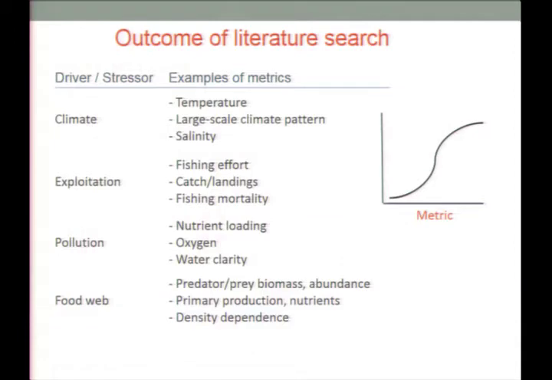So here are just some examples of the metrics that were used in the studies as the independent or explanatory variables. We went ahead and grouped these metrics into larger groupings of driver stressors to help interpret some general patterns. So we have climate, exploitation, pollution, and food web.